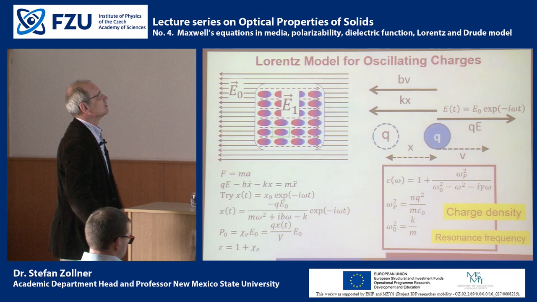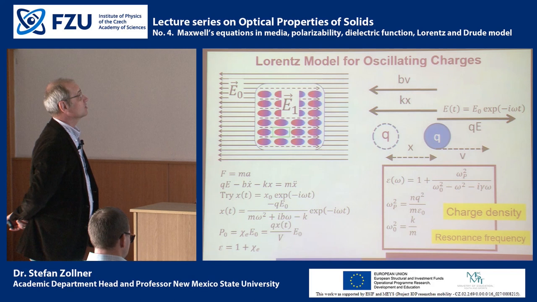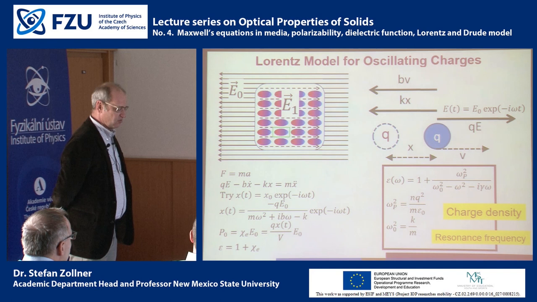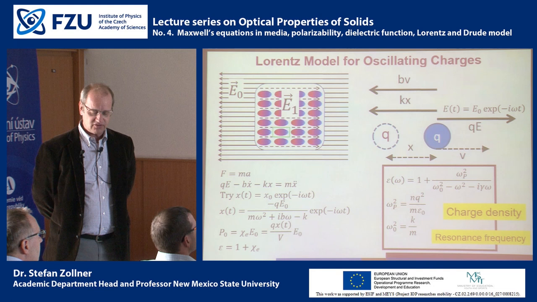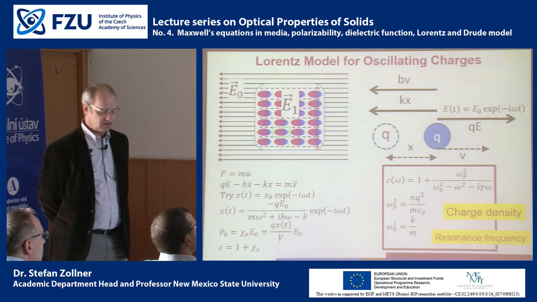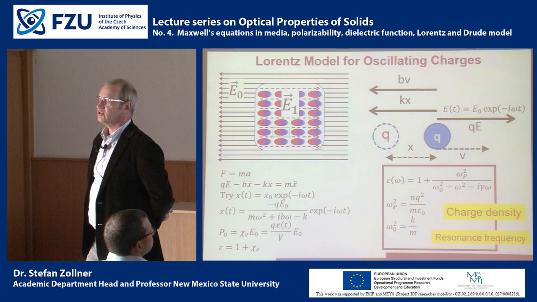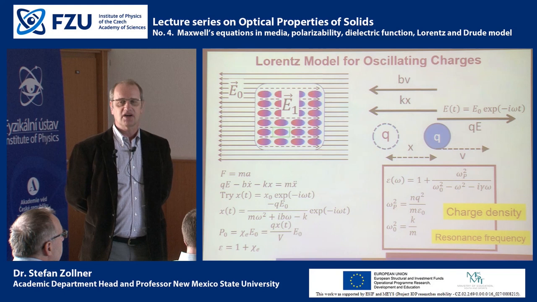So we have seen Maxwell's equations, and we've introduced the dielectric function. But now what I want to do is show you how we can find some very simple models: phenomenological models, classical models. Those are the Lorentz model and the Drude model. With these two models, we can explain most things that we find in a dielectric function. The Lorentz model will be applied to bound charges, and the Drude model will be applied to free charges.